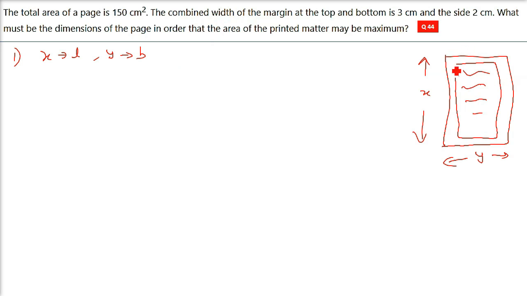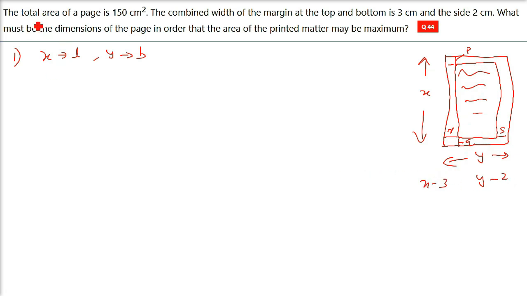And what is the top? Top total margin is 3. So this is X. Because there will be margin on both the sides, top and bottom also, you have to subtract 3 from X so that you get the actual printed space. X minus 3. And what about the 2? That is this one. Call it R and S, so R plus S is 2 and P plus Q is 3. So you have to subtract this 2 from Y. Y minus 2. So X minus 3 into Y minus 2.